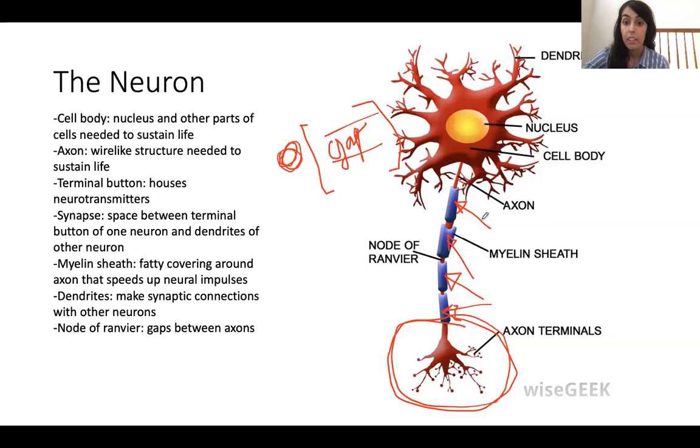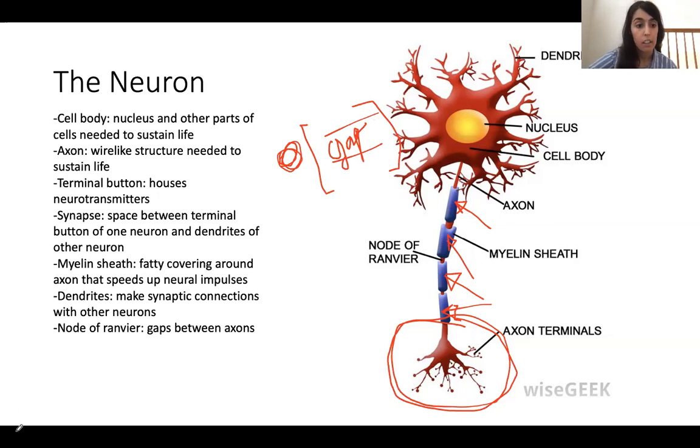And then we have the myelin sheath. So the myelin sheath is this fatty covering, and it's on top of the axons here. And so this is actually going to speed up some of the neural impulses. And I think that part's pretty self-explanatory.